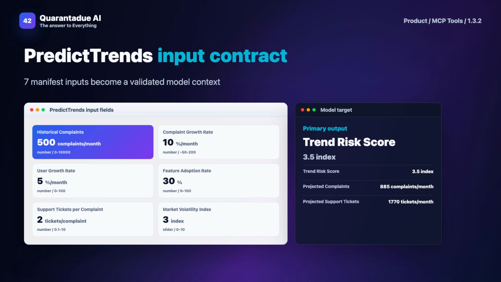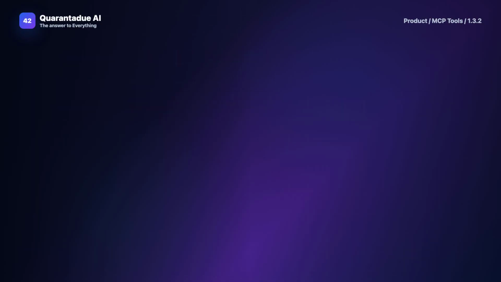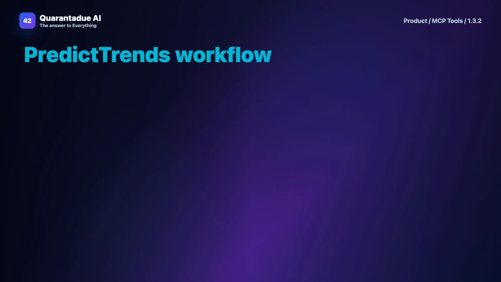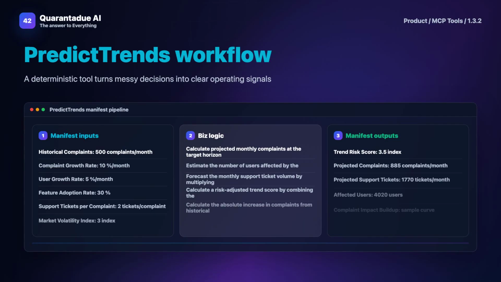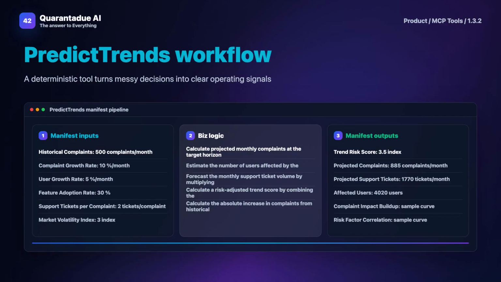The workflow then applies several calculations. Calculate projected monthly complaints at the target horizon by applying the monthly complaint growth rate to the historical complaint volume over the specified number of months using exponential growth projection. Estimate the number of users affected by the pain point by projecting the user base growth over the time horizon and applying the feature adoption rate percentage. Assumes a baseline user base of 10,000 for B2B SaaS products.